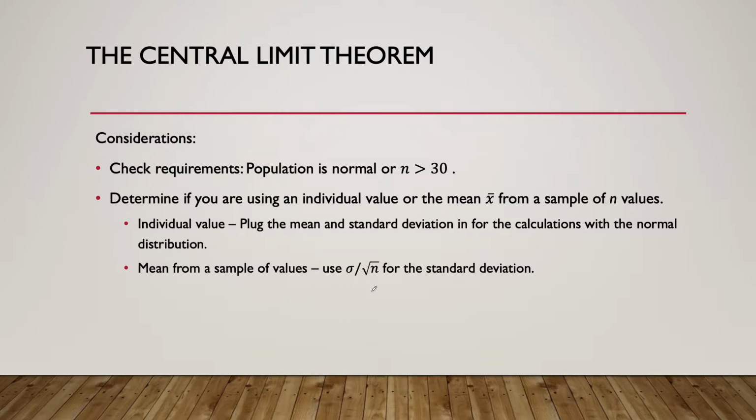A couple of considerations. We first need to check the requirement that the population is normal or the sample size is greater than 30. We need to determine if you are using an individual value or the mean x bar from a sample of n values. If it's an individual value, we just plug the population mean and the population standard deviation in for the calculations with the normal distribution, just as we have been doing. But if it's a mean from sample values, we need to use the population standard deviation divided by the square root of the sample size for the standard deviation. And of course, to get a perfect result, we would either not round this value at all or carry out as many decimal places as is humanly possible.